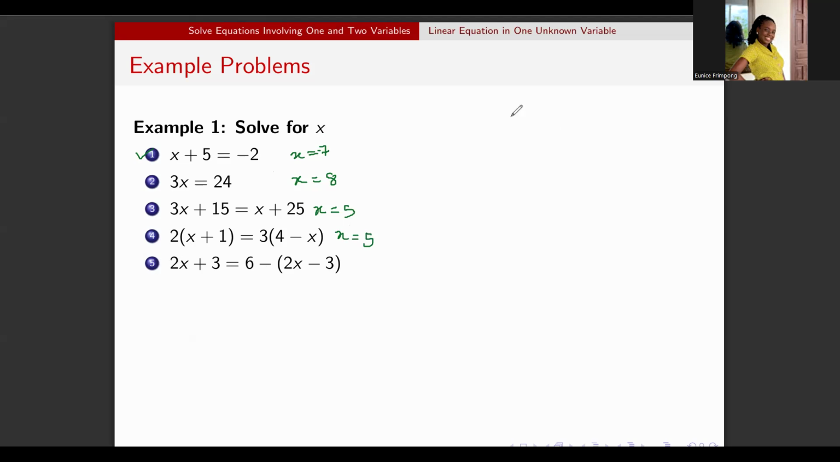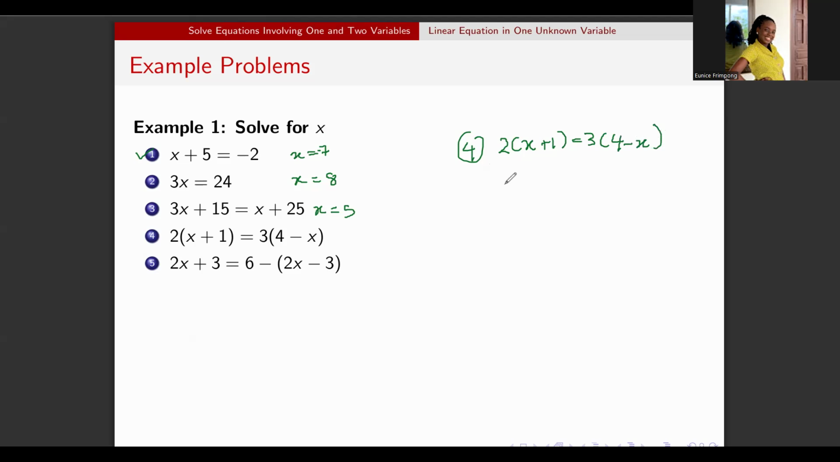For question 5, no, that's not right. Let me change it. So question 4 rather. I'll skip question 4. Okay, let's do it. Question 4, we have 2 times (x plus 1) equals 3 times (4 minus x).